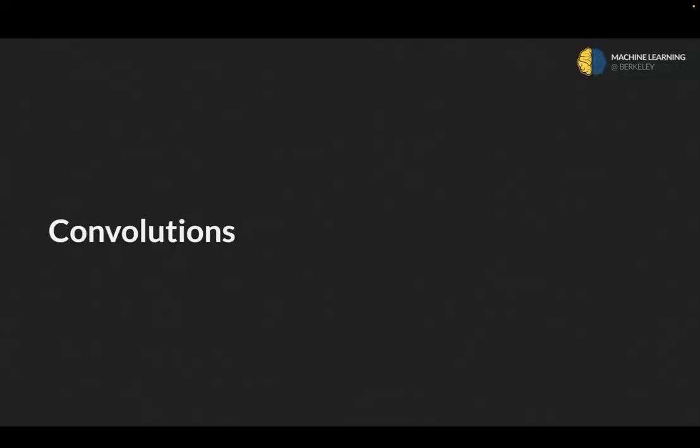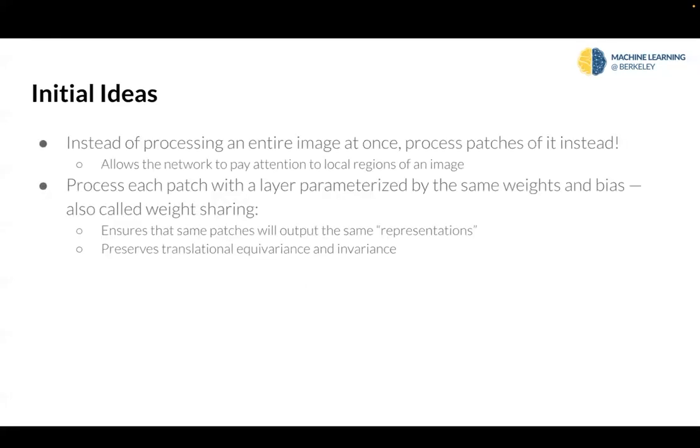So convolutions, diving into how they work. At a high level, instead of processing the entire image at once, we want to process patches of it instead. That's going to allow a network to pay attention to local regions of an image instead of looking at faraway pixels. And second, we want to process each patch with a layer parameterized by the same weights and biases. This is called weight sharing. This will ensure that every single patch that we process is going to output the same representations if the patch is the same. And second, it's going to preserve translational invariance and equivariance.